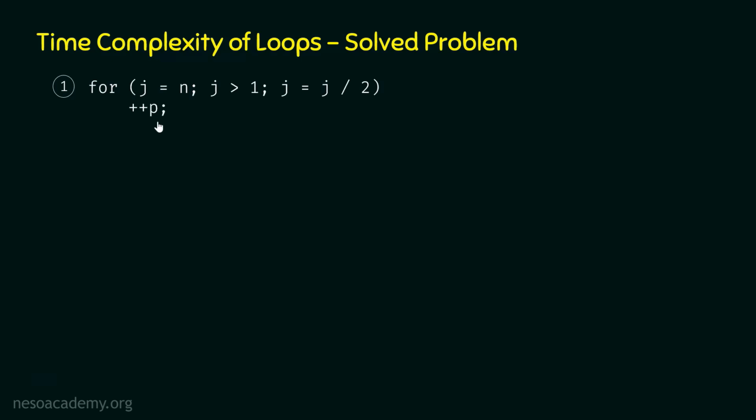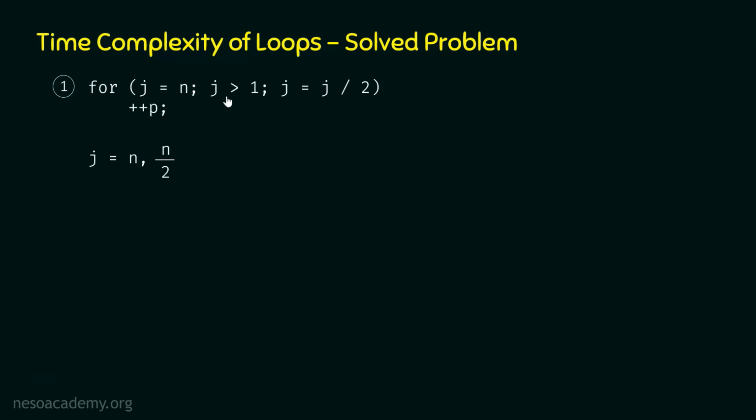In the first iteration, the value of j is n. So j is equal to n in the first iteration. After this, j is compared with 1. Let's say n is greater than 1. The condition is satisfied. P is incremented by 1. And after this, j is updated to j divided by 2. So this time we need to divide j by 2. This becomes n by 2. So this is the new value of j in the second iteration.